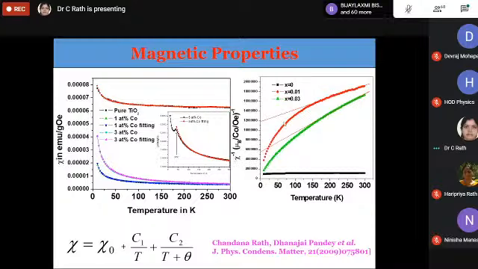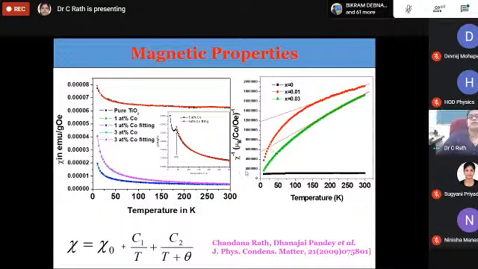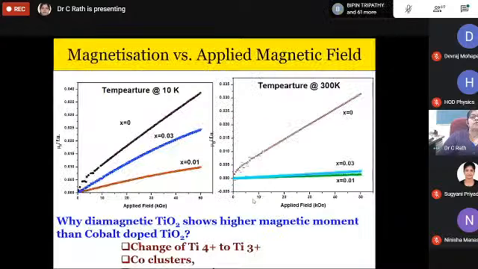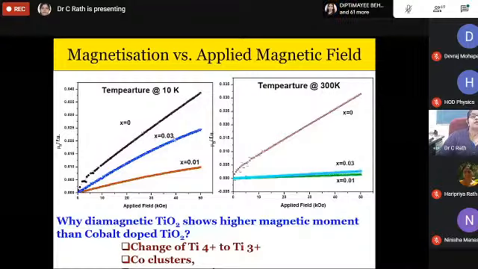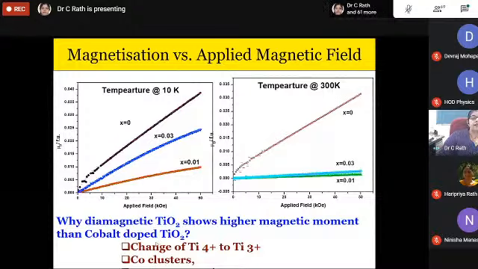We plot 1 by chi versus temperature, so that it shows the antiferromagnetic, because it cuts the temperature axis in negative. It is antiferromagnetic ordering, and we tried to understand why x equal to 0 has a higher magnetic moment than cobalt doping. That indicates it is from the oxygen vacancy; we calculate the oxidation state of titanium.